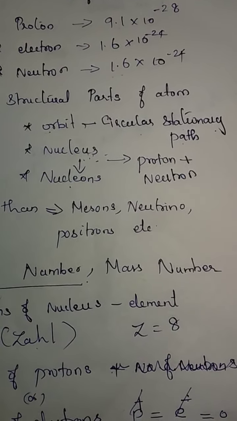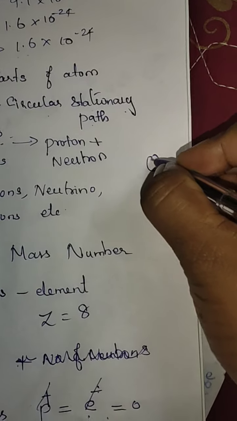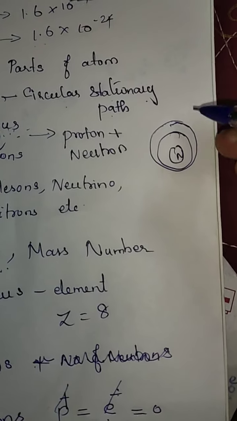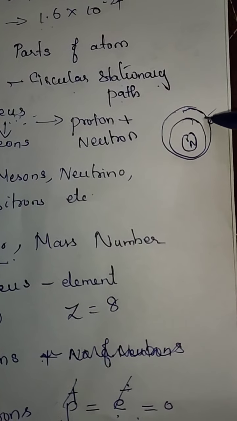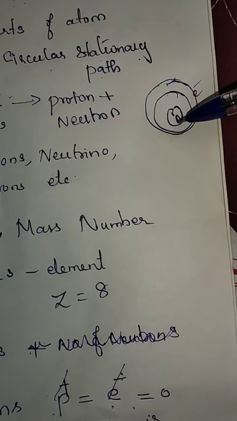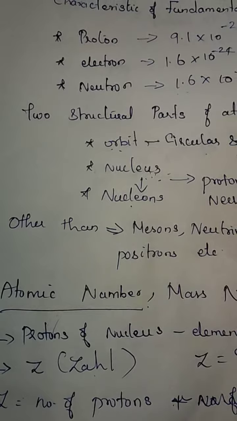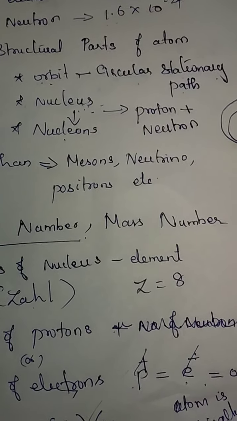Already we studied orbit. What is orbit? For example, if this is a nucleus, these are the circular paths in which the electron revolves. So this is called the nucleus and the circular stationary paths are called what? Orbit. So atom has two parts. What are they? Nucleus and orbit. So orbit means what? Important 2 mark question. They are the stationary circular paths in which electrons revolve around the nucleus.